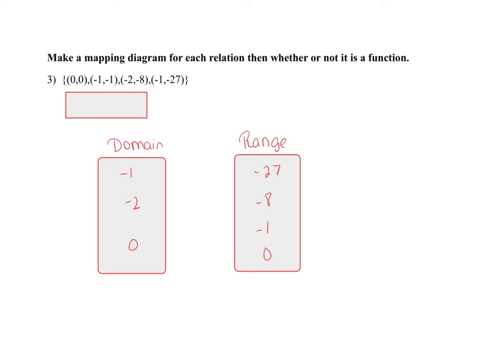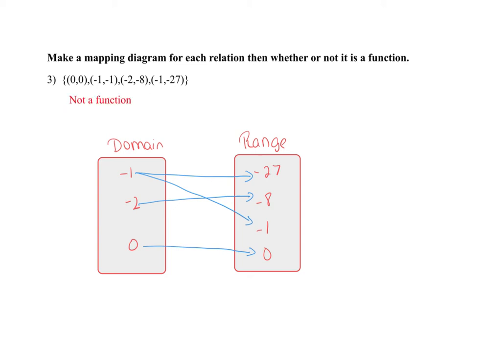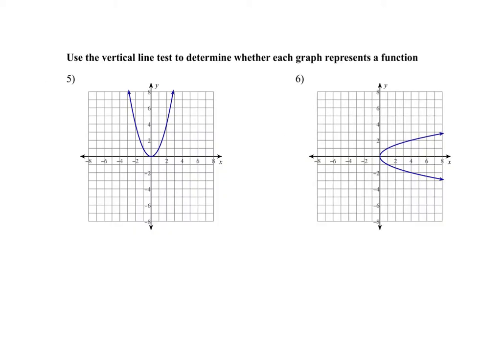And then you're going to draw a line. So 0 went to 0, -1 went to -1, -2 went to -8, -1 went to -27. You'll notice that I have 2 lines coming off of one of my domains, which means that this is not a function. Not a function. You can still graph the relation with a mapping diagram, but it is not a function because it is not a one-to-one.